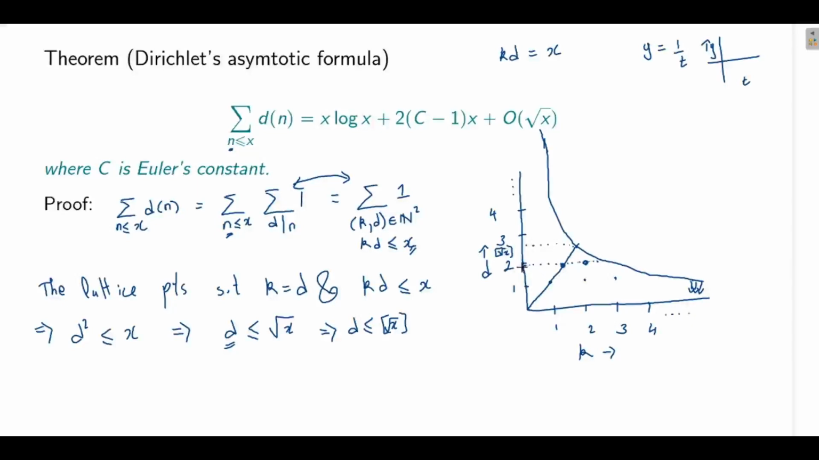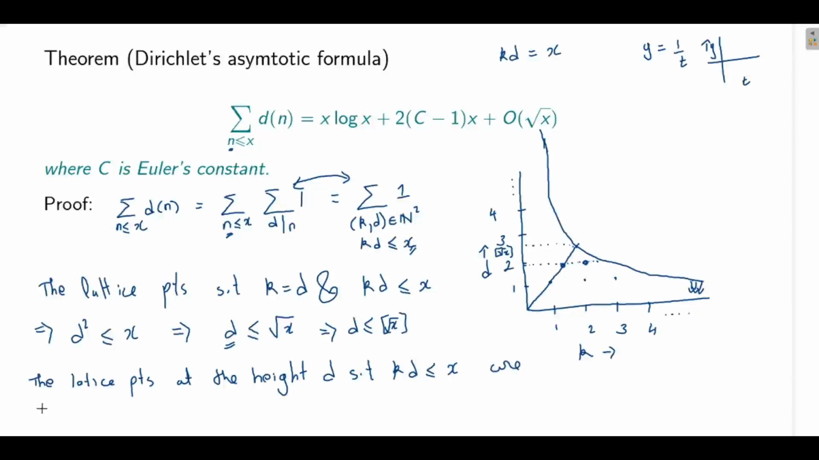So how many lattice points lie on this that satisfy the equation? So what are the lattice points that lie here first? The lattice points that lie here will be (1, d), the lattice points at height d such that kd is less than or equal to x. This is what we are looking for. So what will they be?